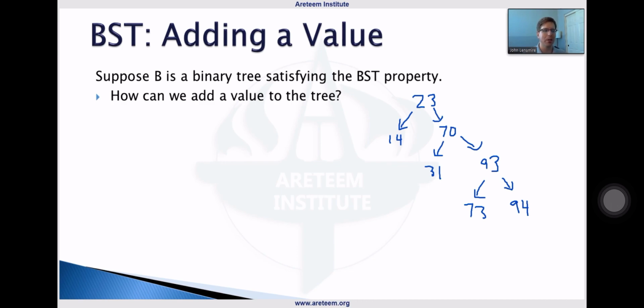So the previous example, we looked at 72, right? So 72, we said, oh, it's bigger than 23. It's bigger than 70, so we move on to the right again. It's smaller than 93, so we move to the left. It's smaller than 73, so we move to the left.